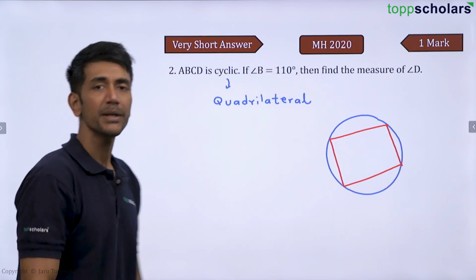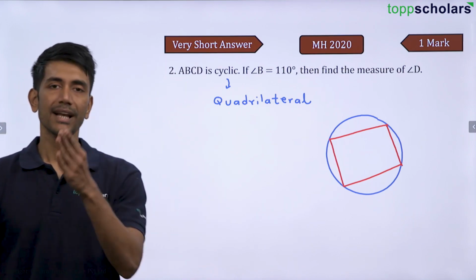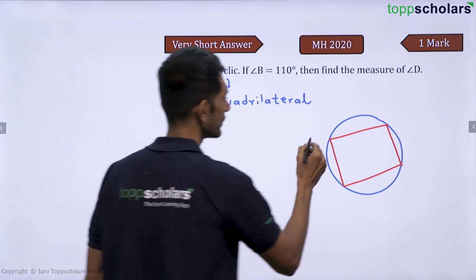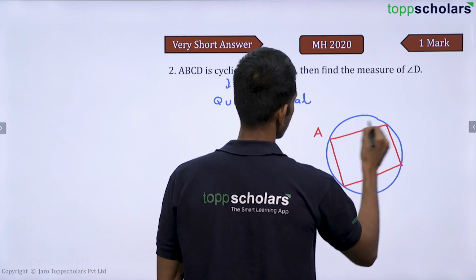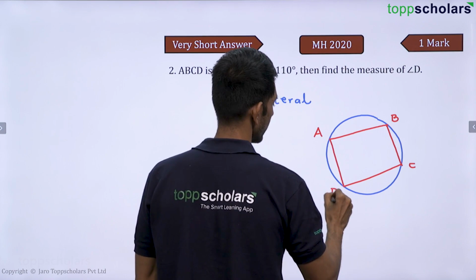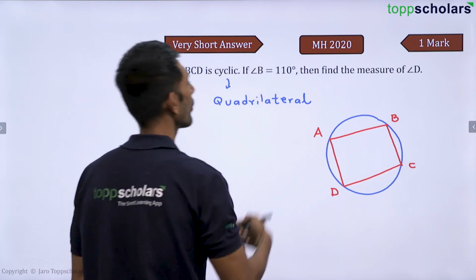Correct? So what is the meaning of cyclic quadrilateral? Cyclic quadrilateral means a quadrilateral whose all 4 vertices lie on the circle. So suppose this is A, this is B, this is C, this is D. Correct?